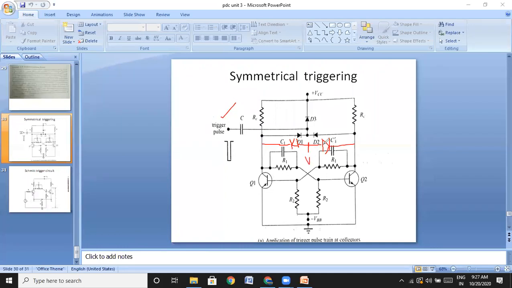Which is less than VCC. And these capacitors are the speed up capacitors. And this is your complete bistable multivibrator.